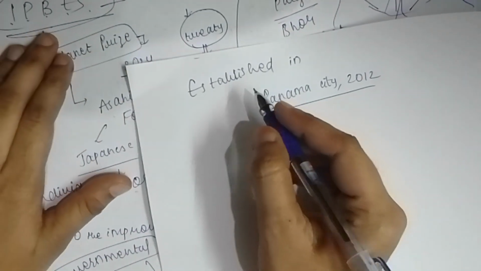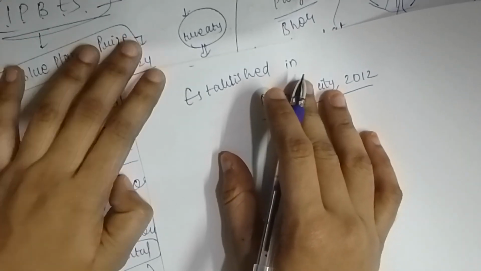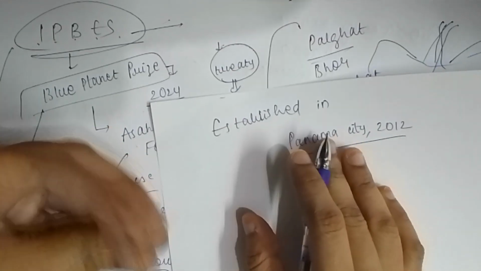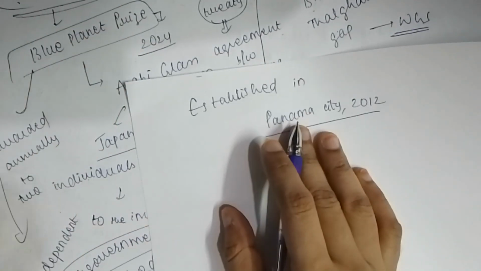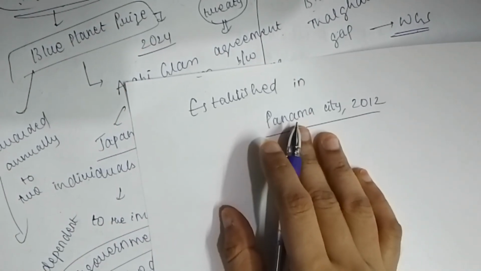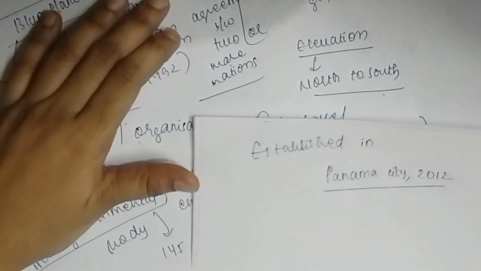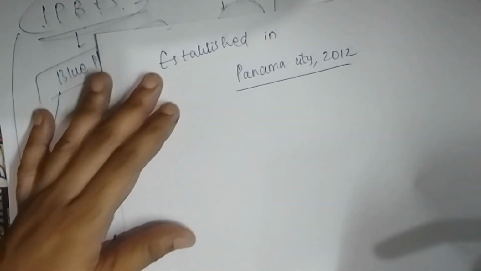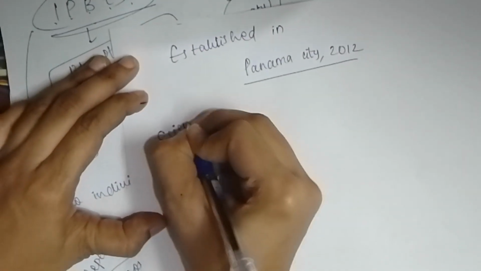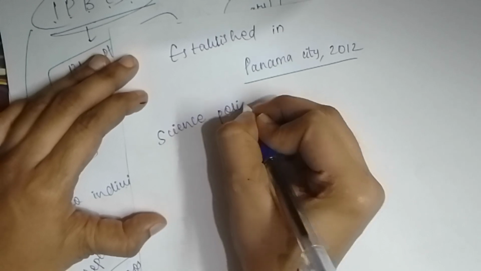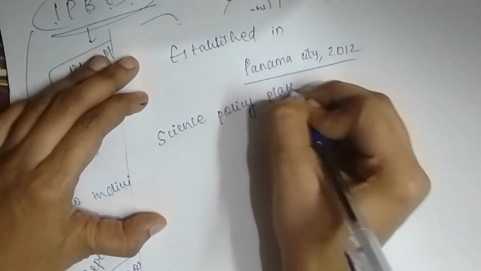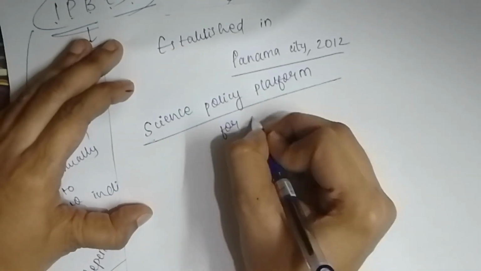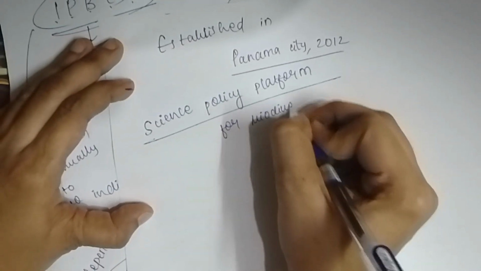So when you say Intergovernmental Platform on Biodiversity and Ecosystem Services, as I have mentioned, whenever you refer to the word intergovernmental in general, it means it's based on a treaty. It's like an agreement between two or more nations. Obviously, there are 145 member states which are part of this. So it's a science policy platform for biodiversity and ecosystem services.